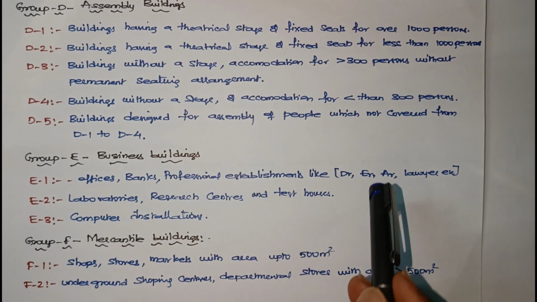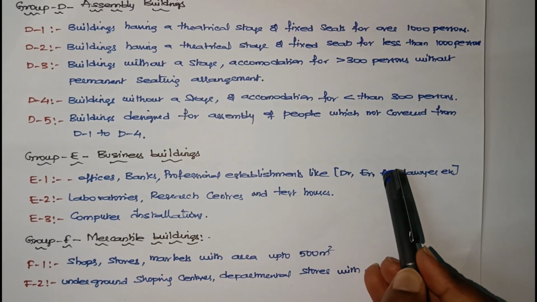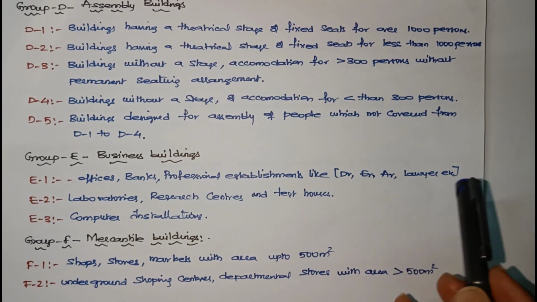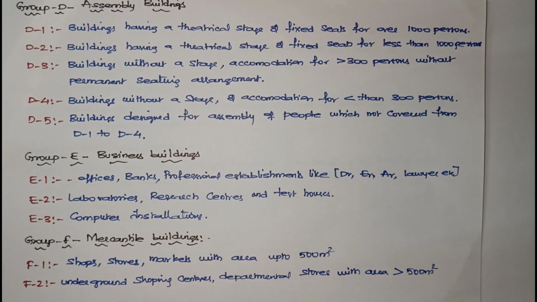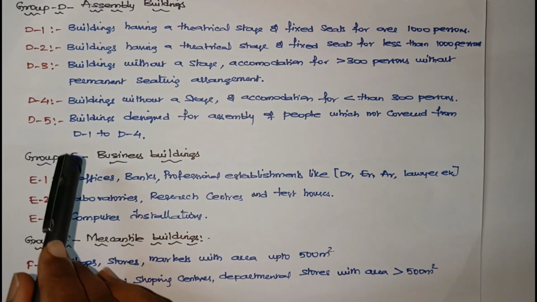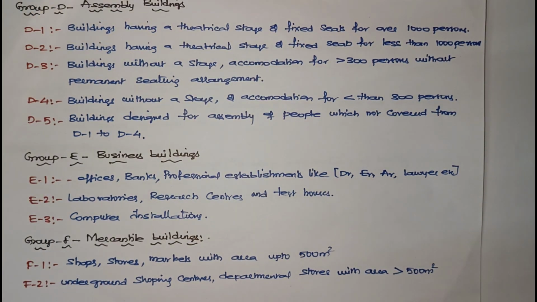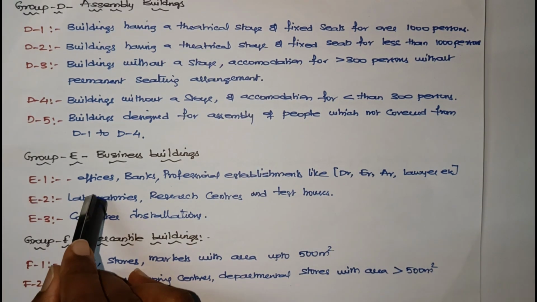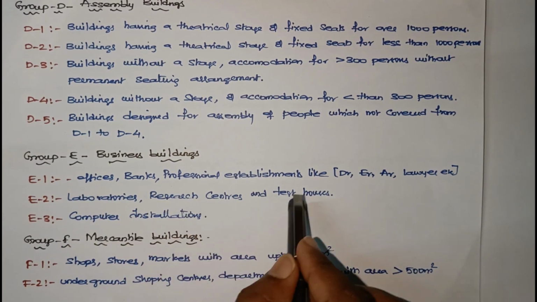Doctor is one profession, engineer is one profession, architect is one profession, lawyer is one profession. They will be having their own consultancies, right? Those come under E1, business buildings. Next, coming to E2: laboratories, research centers and test houses.